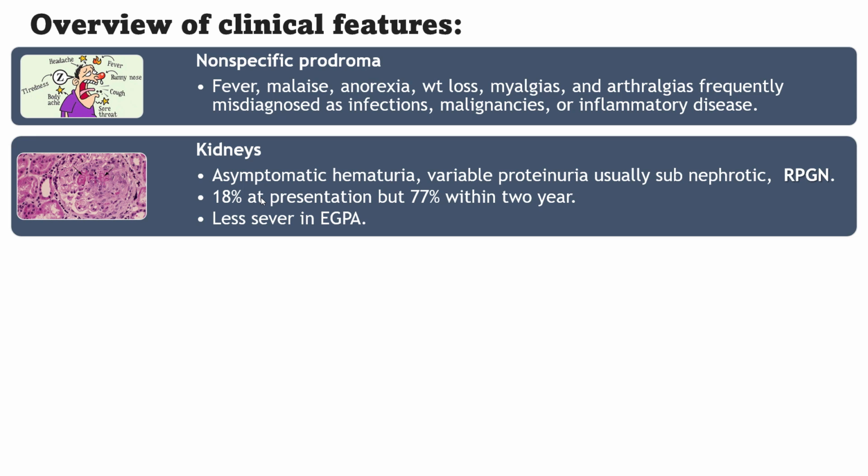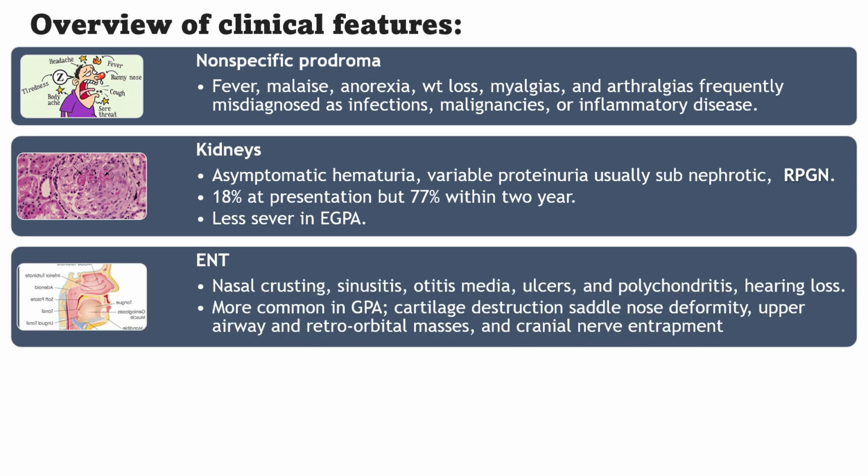About 18% of patients will present with kidney problems at presentation, but 77% will present with kidney manifestation within the 2 years of onset of the disease. The kidney involvement is less severe in eosinophilic granulomatosis with polyangiitis, the Churg-Strauss disease.